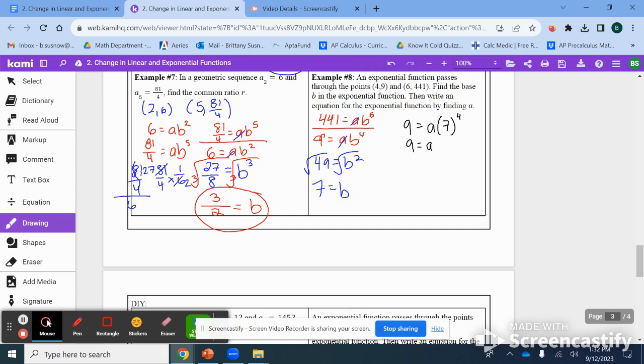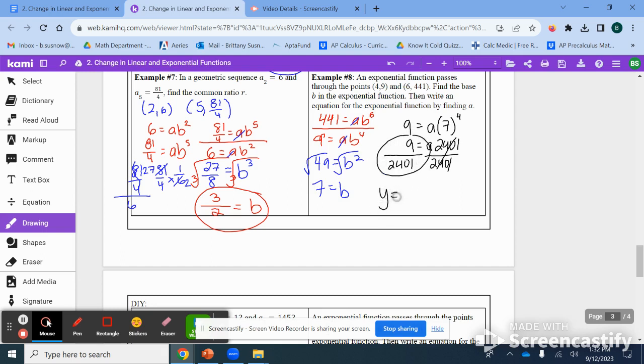What is 7 to the 4th? 2401. Divide by 2401. What is that? Does it simplify or stay? It stays like that. 9/2401. Okay, that's our a then.